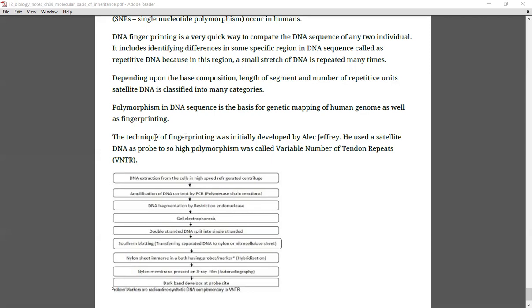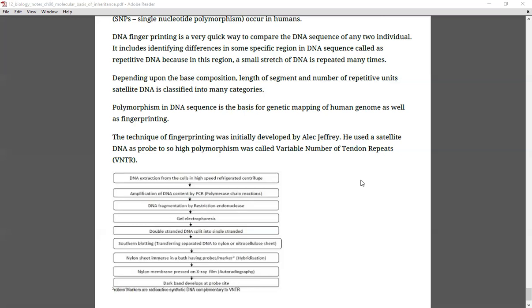The next is, the technique of fingerprinting was initially developed by Alec Jeffreys, right? This DNA fingerprinting method was first developed by Alec Jeffreys. This can be asked in the MCQ. He used a satellite DNA as a probe, showing high polymorphism, called variable number of tandem repeats, which is also known as VNTR.